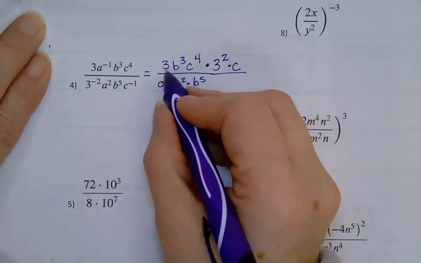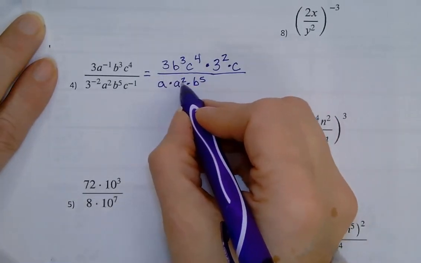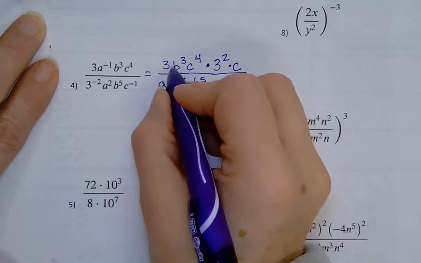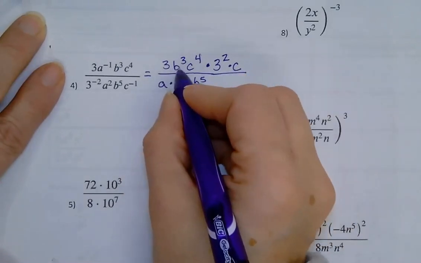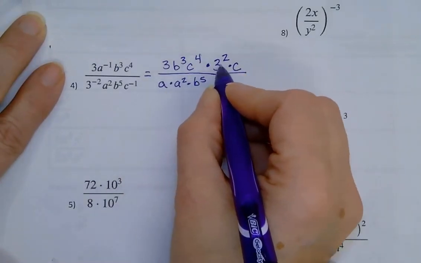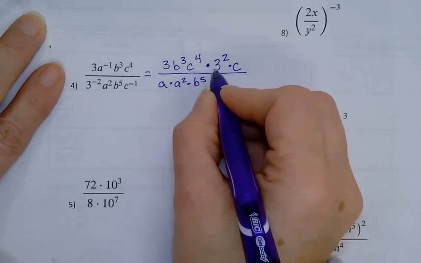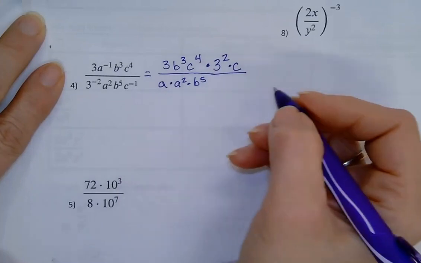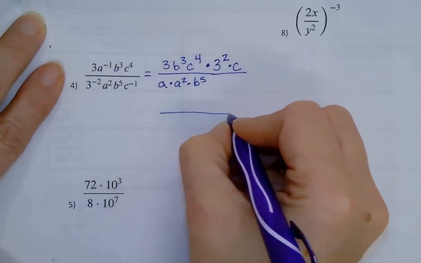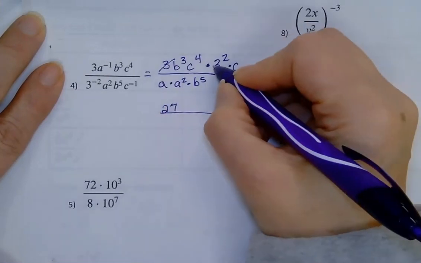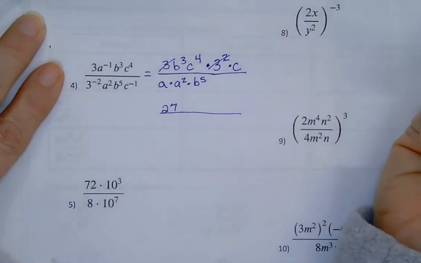All right, so I also think I'm going to simplify some things. Everything I can do in the numerator, I'm going to go ahead and do in the numerator. Everything I can do in the denominator, I will do there too. So I have 3 times b cubed times c to the 4th times 3 squared times c. I can multiply 3 times 3 squared, right? Because that's multiplying 3 times 9. So 3 times 9 is 27. I've taken care of my 3 and my 3 squared, which became 9.